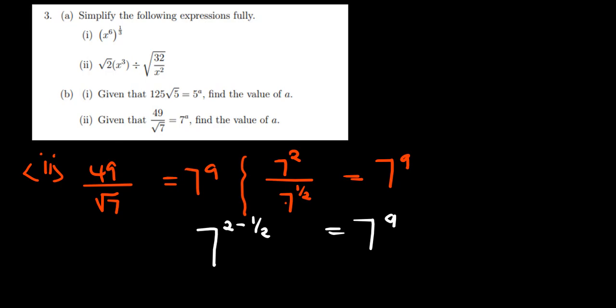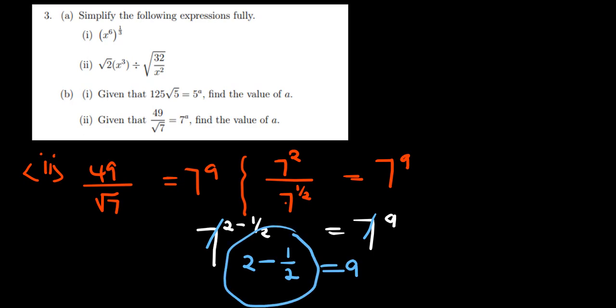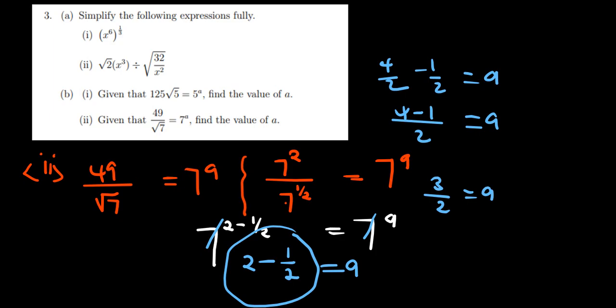We see now that the base here is the same as there, so we cancel it. We are going to remain with 2 minus 1 over 2 is equal to A. And then we just simply evaluate this. So that will be 4 over 2 minus 1 over 2 is equal to A. So this will be 2, and then you have 4 minus 1 is equal to A. So it means 3 over 2 will be equal to A. So this here will be our final answer.